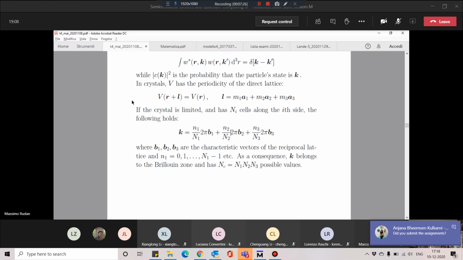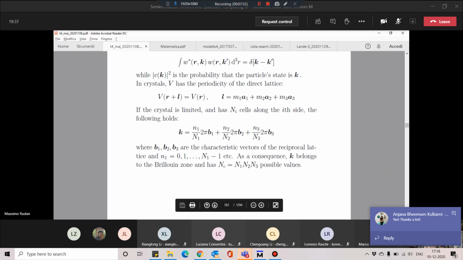They are very dense, so that when we take derivatives, we can do it safely because the variation of k is in any case very small. So we can take the derivatives with respect to k even if in principle k is discrete.